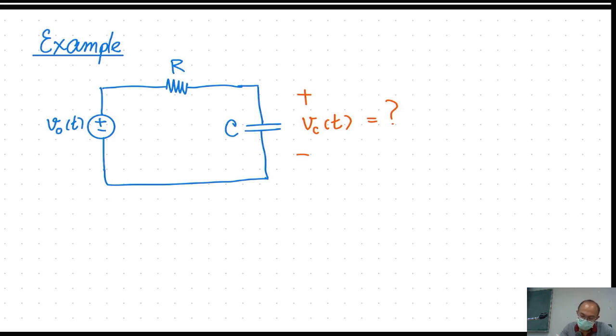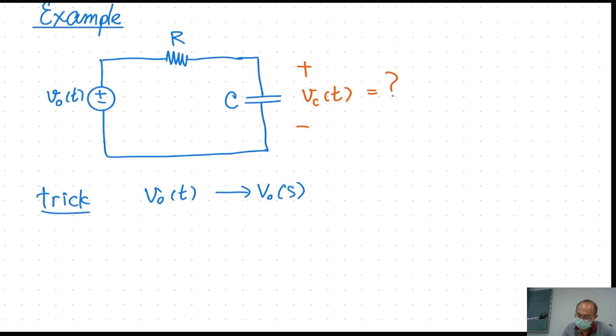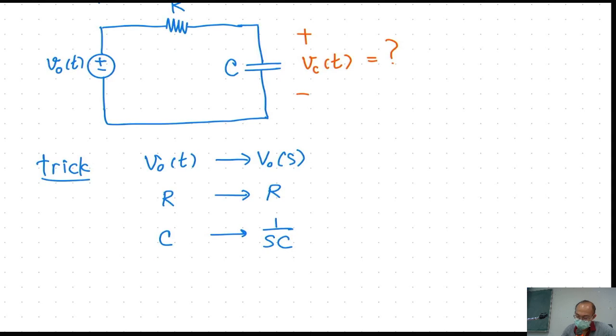So the trick is to convert V0(t) to V0(s). We want to work in the S domain instead of the time domain. And if we see a resistance R, we convert it to R. If we see the capacitance C, we convert it to 1 over SC. So that is the trick. Now, if we see L, we convert it to SL.